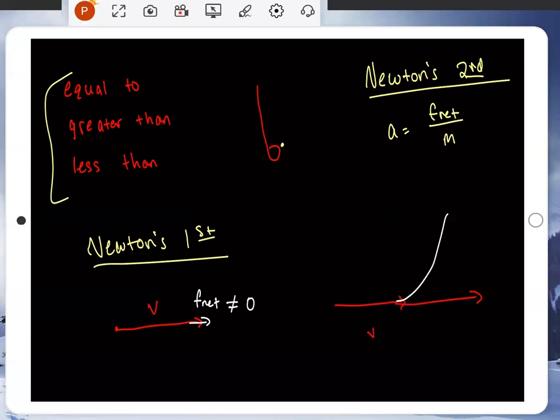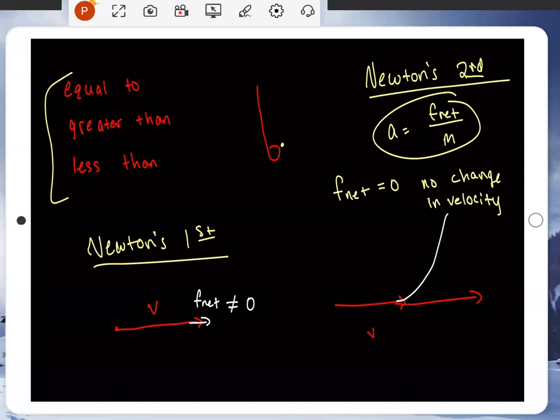Like I said, it really is a special case of Newton's second law, where if F net is equal to 0, there's no change in velocity. So if F net equals 0, there can't be any change. The reason is that a change in velocity actually is the acceleration.